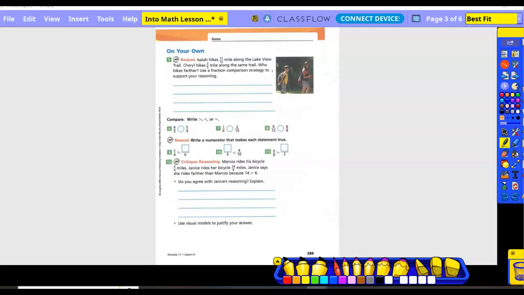Fourth grade math 11.6 part 2, on your own. Number 5. Isaiah hikes 11/12 mile along the Lake View Trail. Cheryl hikes 3/5 mile along the same trail. Who hikes further? Use a fraction comparison strategy to support your reasoning.